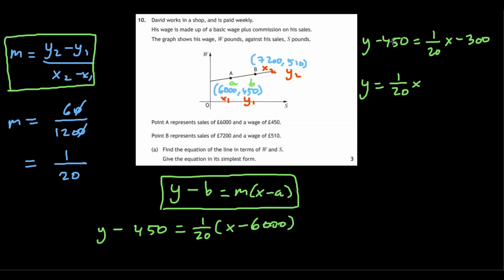And then we just move this to the other side. So we get 450 minus 300, so it would just be plus 150. And that would be the equation.